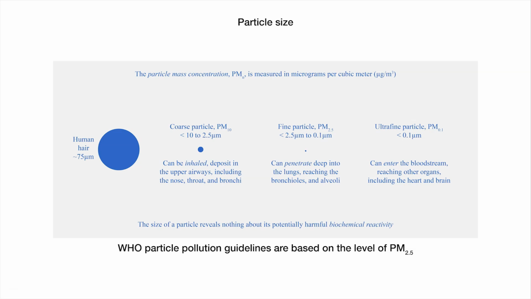However, the size of a particle says nothing about its biochemical reactivity and harmfulness. One thing is certain: the smaller the particles, the higher the chance they can reach the depth of your lungs or even enter your bloodstream. The mass concentration of airborne particles is typically measured in PM2.5 and PM10 in micrograms per cubic meter. But research shows that for the most dangerous particles below 0.1 micrometers, the number concentration is the more relevant metric.